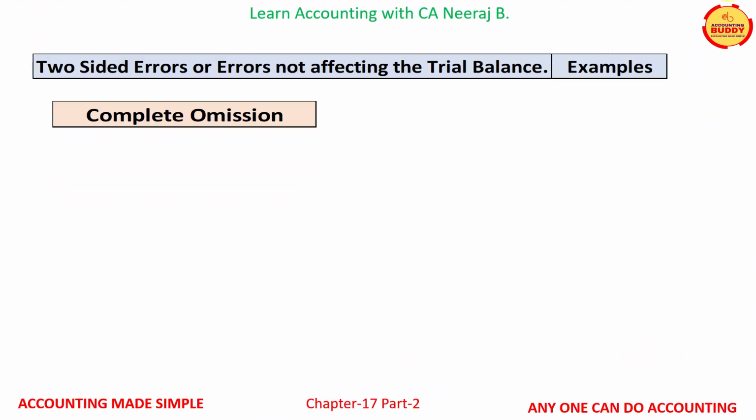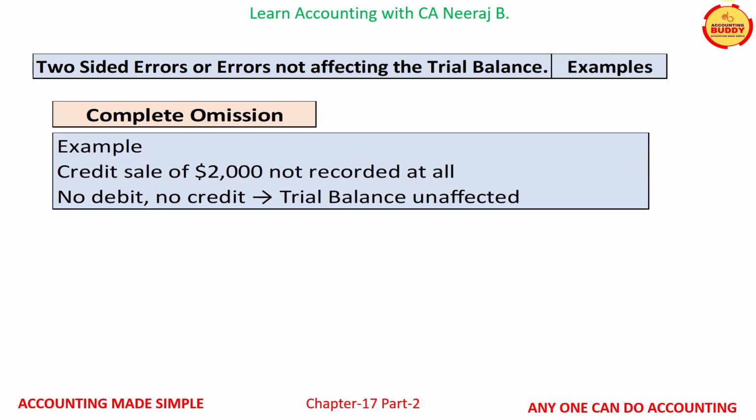Complete omission of entry is another type of two-sided error which does not affect the trial balance. For example, a credit sale of $2,000 not recorded at all in the books. That means there is no debit and no credit aspect of this transaction recorded in the books of accounts. Therefore, the trial balance remains unaffected and it remains balanced.